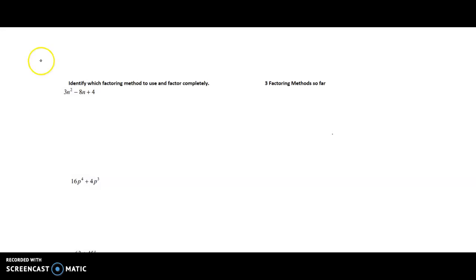At the top of our page, we're going to start with today's date. Today is Friday, August 28th, 2020. Next to the date, we're going to put our topic for the day, which is factoring by greatest common factor.